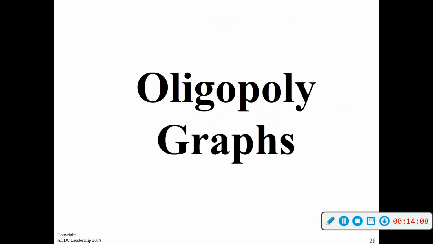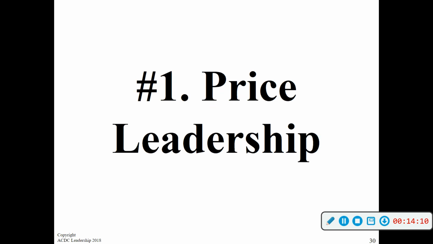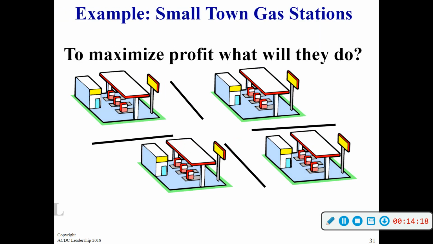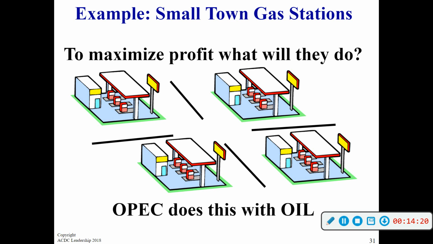So, oligopoly graphs, which you don't have to learn how to draw, but we're going to talk about what it would look like if there was a graph. So, price leadership is essentially follow the leader. There's always going to be one dominant firm. The other ones are just going to do what that dominant firm does. That's your price leader.